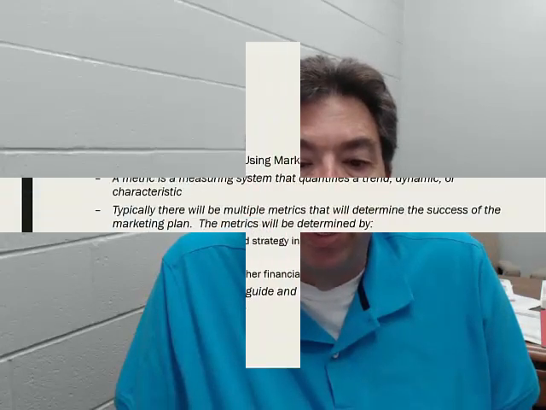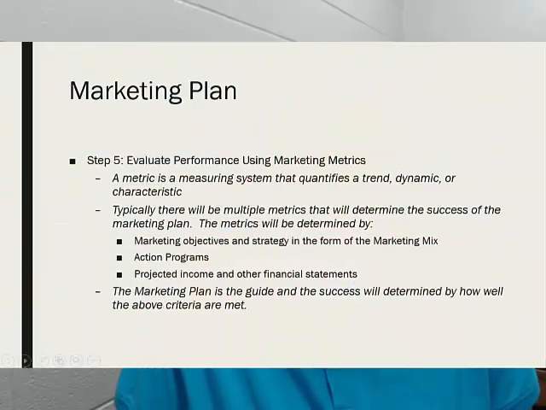Step 5. Evaluate performance using marketing metrics. A metric is a measuring system that quantifies a trend, dynamic, or characteristic. Typically, there will be multiple metrics that will determine the success of the marketing plan. The metrics will be determined by the marketing objectives and strategies in the form of the marketing mix, the action programs, and the projected income or other financial statements. The marketing plan is the guide, and the success will be determined by how well the criteria above are met.